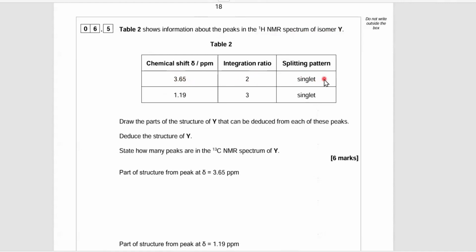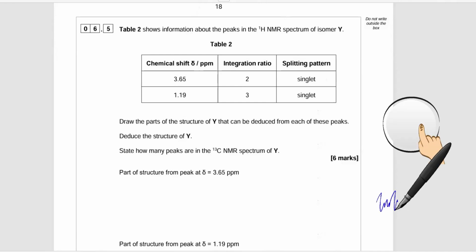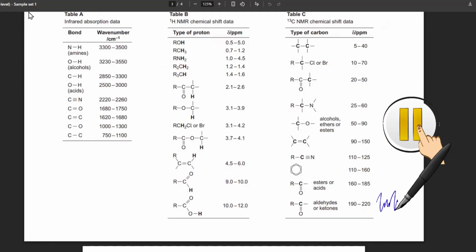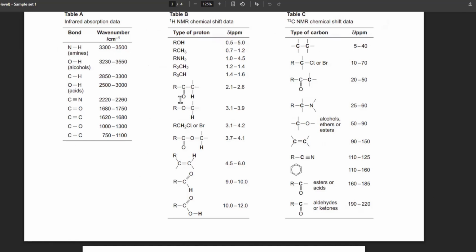6.5, Table 2 shows the information about the peaks in the H1 NMR spectrum of isomer Y: chemical shifts 3.65 and 1.19, integration ratio 2 and 3, splitting pattern singlet, singlet. Draw the parts of structure Y that can be deduced from each of these peaks, deduce the structure of Y, and then state how many peaks in the C13 NMR spectrum of Y. It's 6 marks. Boom! Pause the video, have a go. Right, I'm going to go through the answer here.